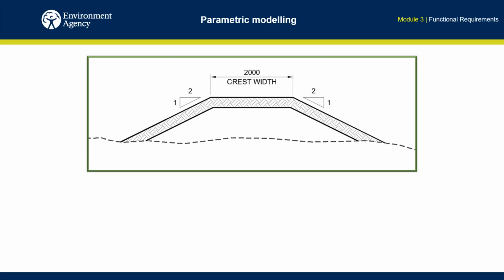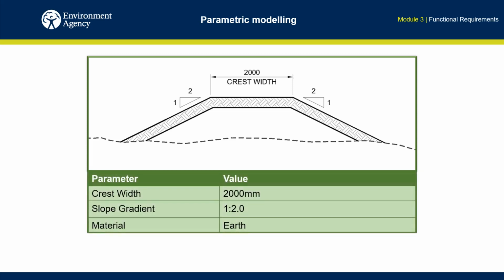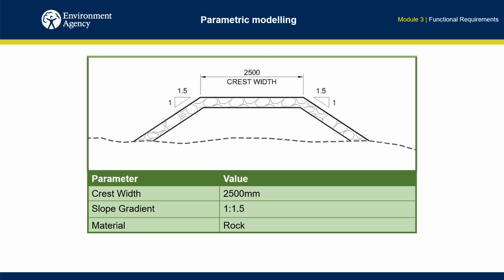In this example, we have a cross-section of a simple embankment. The object has been assigned parametric fields for crest width, slope gradient, and material type. If we were to alter these parameters, the model changes automatically to reflect the new values assigned to each parameter. Parametric modelling principles can be simple and very effective when applied to CAD model production processes, saving time and providing consistency.